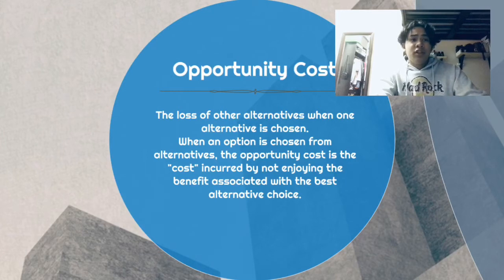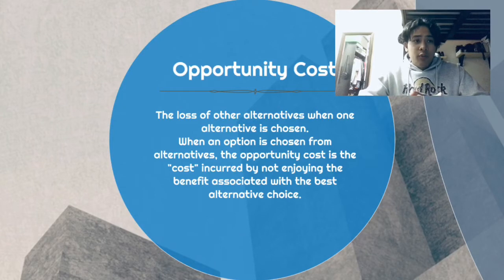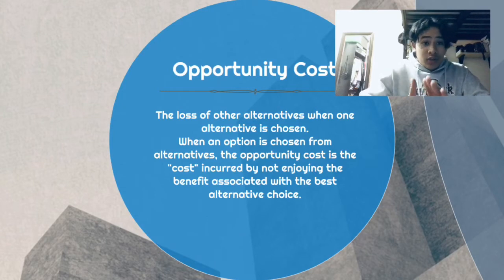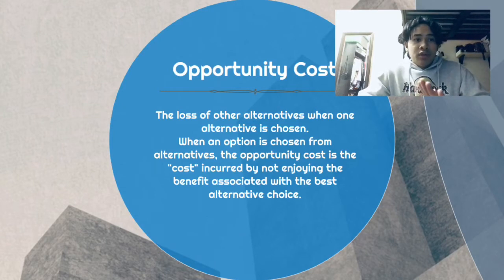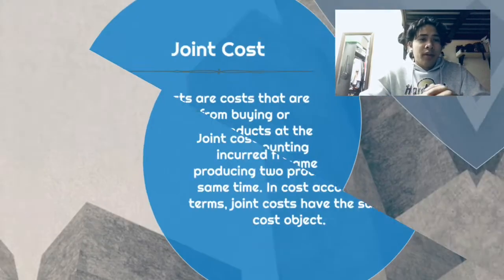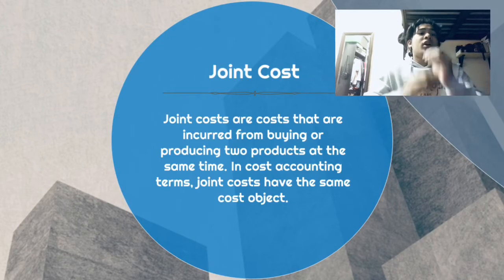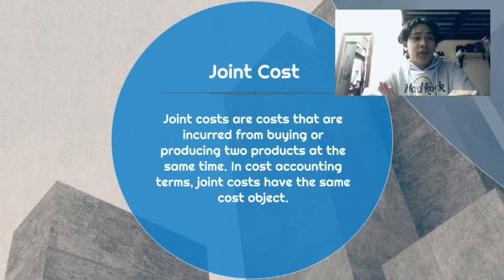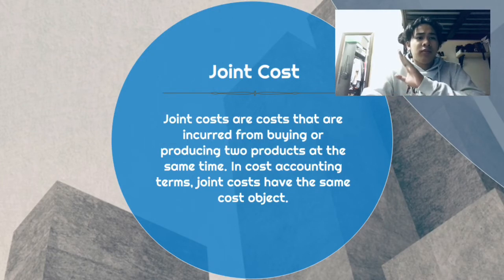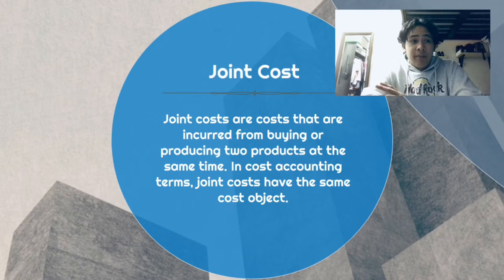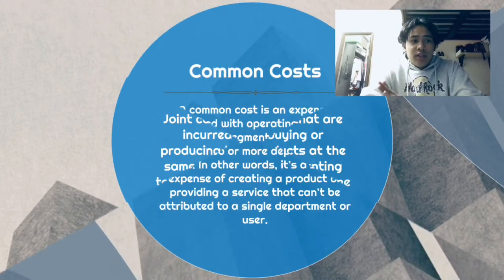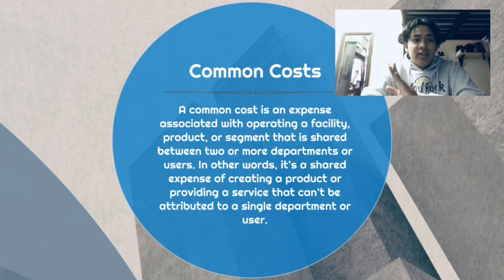Continuing with the opportunity cost. Opportunity cost is the loss of the alternative when one alternative is chosen. When an option is chosen from alternatives, the opportunity cost is the cost incurred by not enjoying the benefit associated with the best alternative choice. Now it's joint costs. Joint costs are the costs that are incurred from buying and producing two products at the same time. In cost accounting terms, joint costs also have the same cost object.